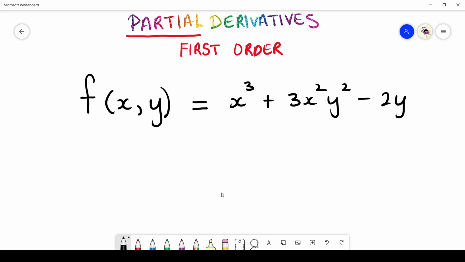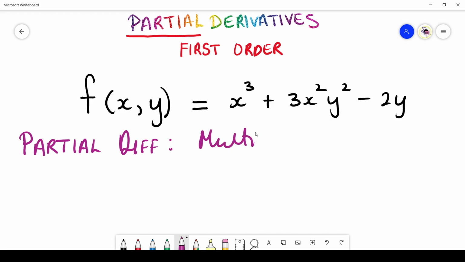This is where the term partial derivatives comes into play. You see, when you're trying to differentiate a function partially, let's take note of that. Partial differentiation, diff for short, takes place when you have multiple variables. So you're seeing that you have multiple variables present.